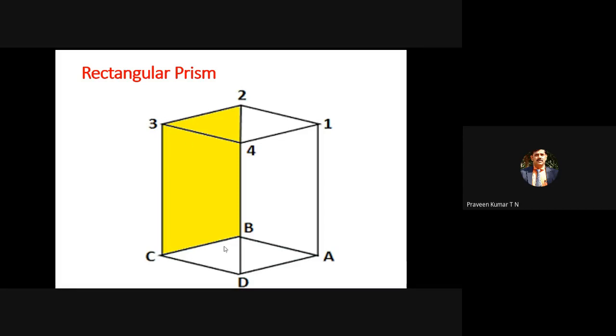Imagine you are opening from DA. You are opening the hollow square prism, or you are cutting along the edge DA. Imagine it is a paper model. After cutting the edge DA, if you open it, we'll get 4 rectangles. All 4 rectangles side by side: on the left side we'll get 2 rectangles, on the right side we'll get 2 rectangles. That is nothing but the development.